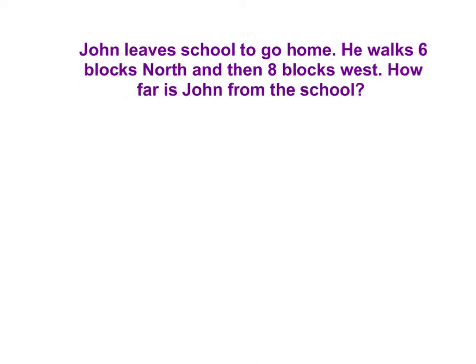Sometimes you're given a word problem that does not provide you with a diagram, and you need to draw your diagram yourself. This problem says that John leaves school to go home. If he starts at school, the way he goes home is he travels 6 blocks north, which would be upward. And then he goes 8 blocks west, which would be to the left. They want to find the distance between his home, where he ended up, and school, which would be this distance here.